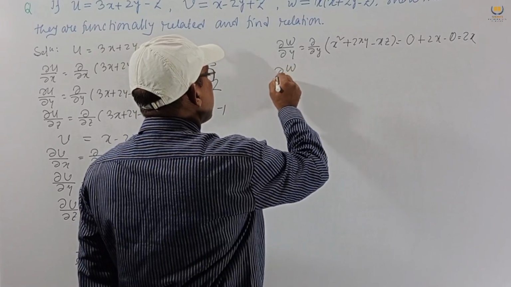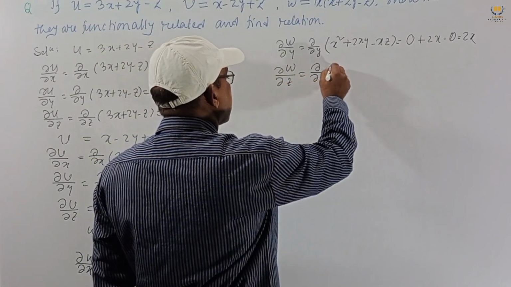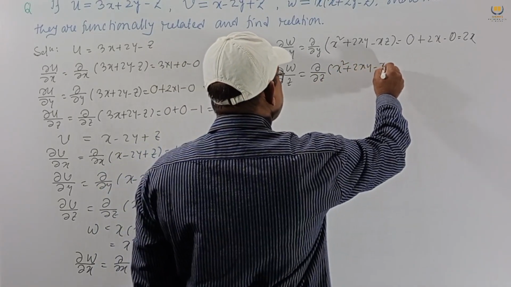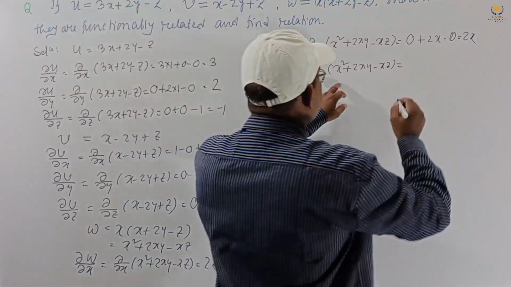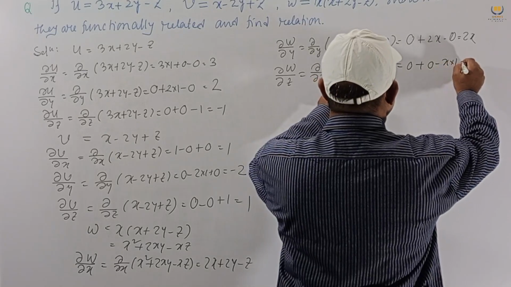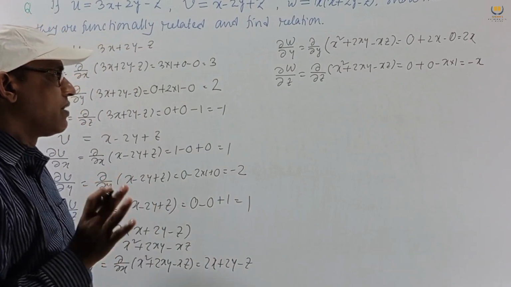∂w/∂z of x squared plus 2xy minus xz: this is 0, this is 0, and minus x into 1, which is minus x. So we get these values.